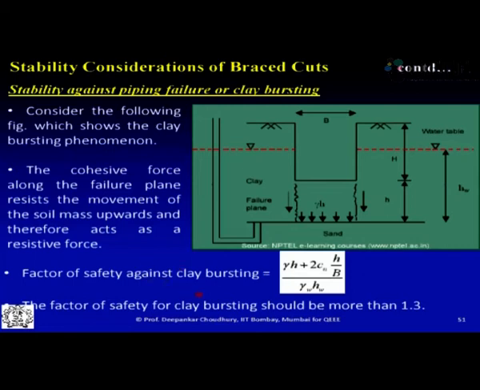So the factor of safety against this type of failure, clay bursting, we can write as gamma times this depth H plus 2 times Cu into H on both sides, divided by this distance B. That is nothing but our resisting force, which resists the burst or the clay coming out from here. The disturbing force is the water pressure, which is gamma W times HW. And this factor of safety for stability design has to be more than 1.3. If it is maintained at more than or equal to 1.3, then we say that clay bursting failure will not occur.